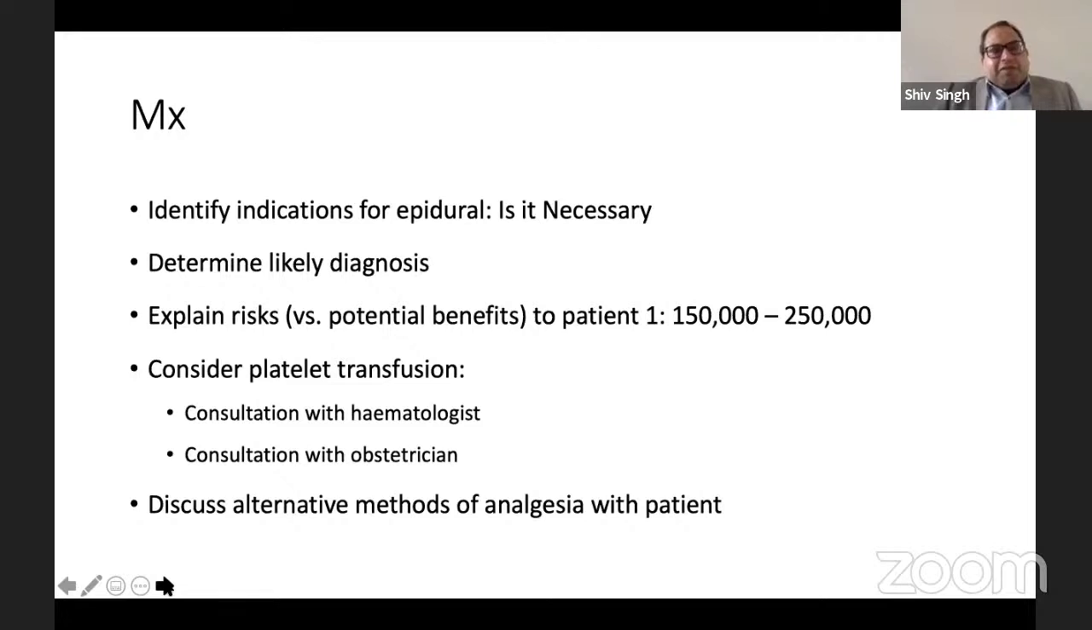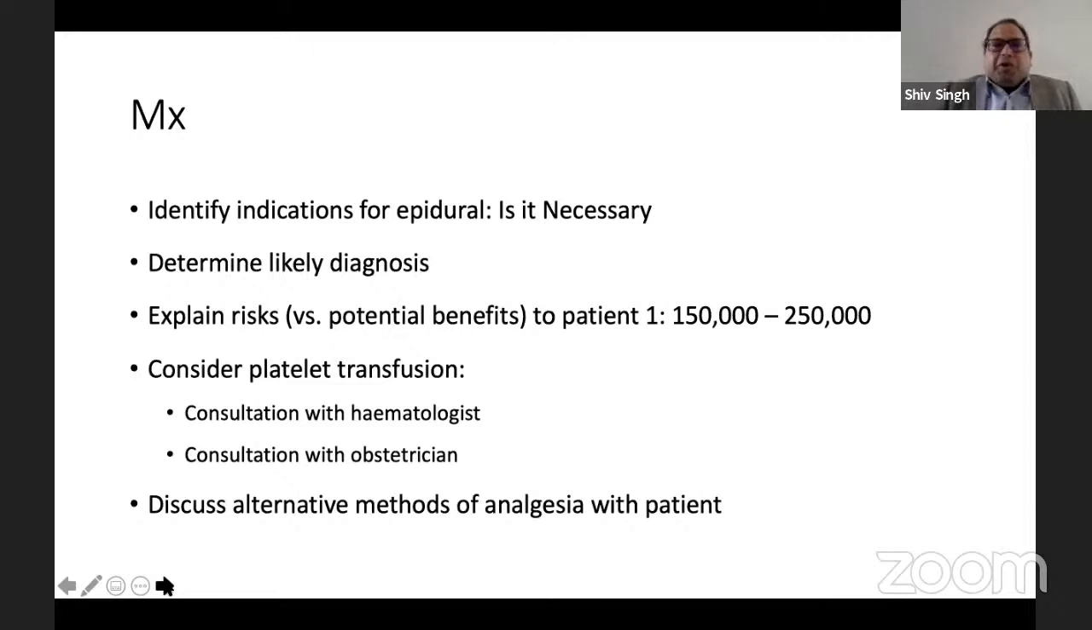You need to inform the patient of the potential risks and benefits. There is a 1 in 150,000 to 250,000 chance of the patient developing epidural hematoma in this case, even though we can do spinal in patients with 62 to 75,000, but is it really necessary? And if there is a strong indication, then you might want to consider platelet transfusion, for which you will need to consult the hematologist and also discuss the case with the obstetrician.